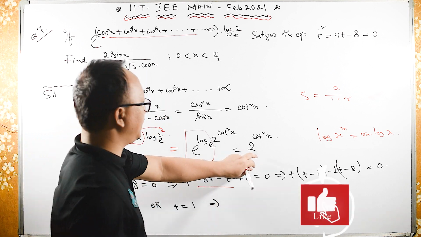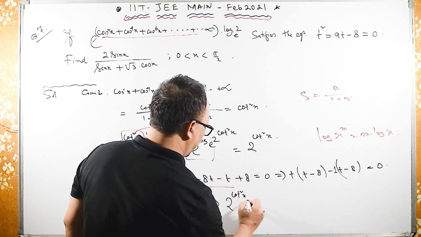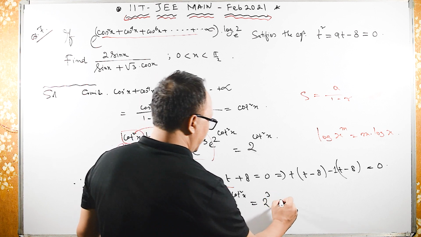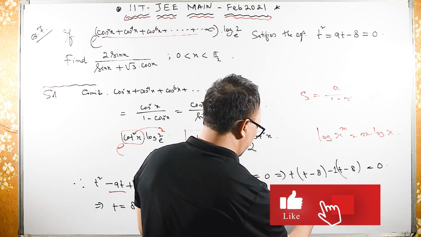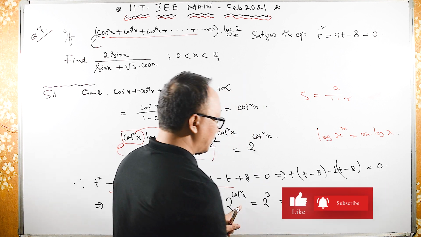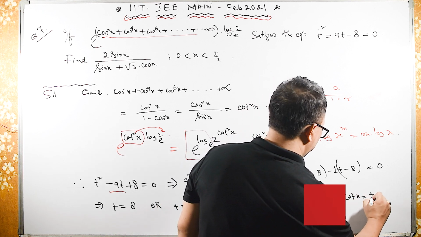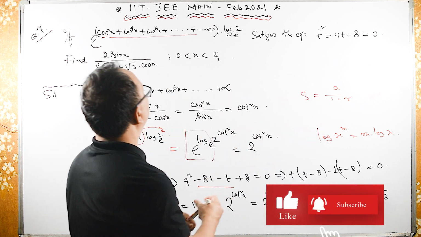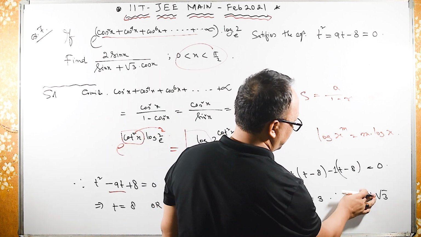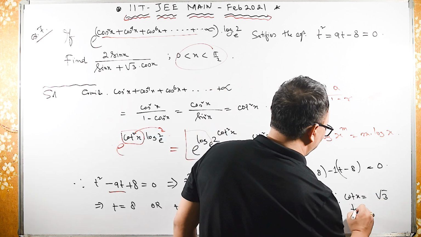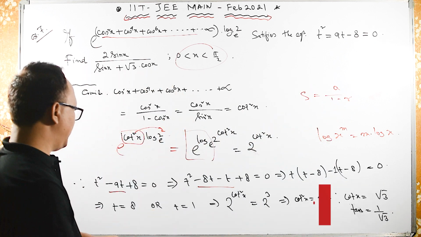Now let's substitute this. 2 raised to cot square x equals 8, which means 2 cube. This implies cot square x equals 3. Taking square root on both sides, cot x equals plus or minus root 3. But here x lies in the first quadrant, where everything is positive, so I can write tan x is 1 by root 3. This is for this case.